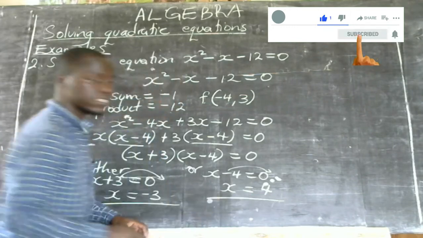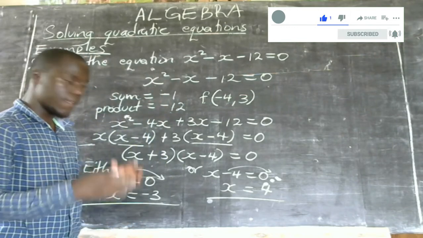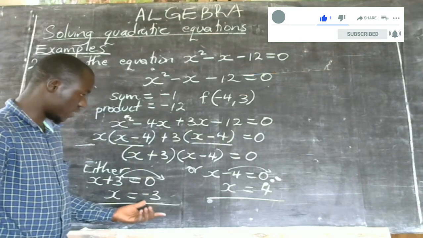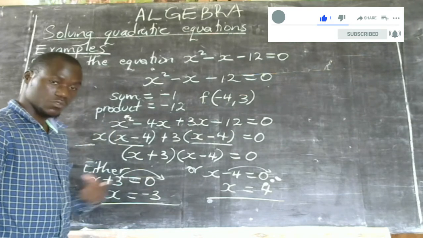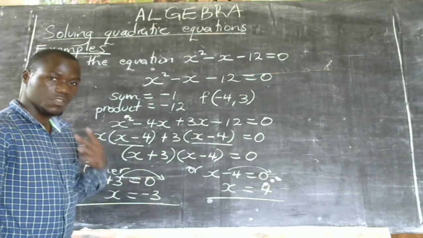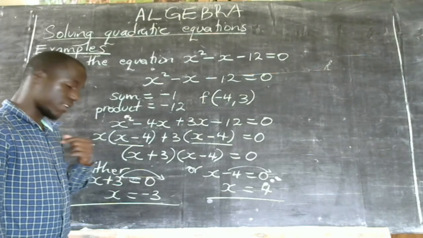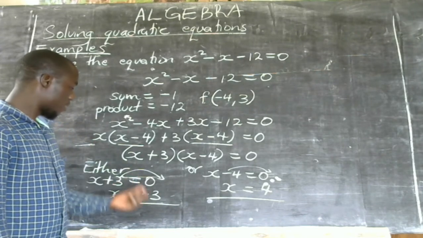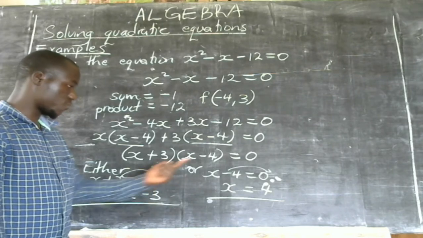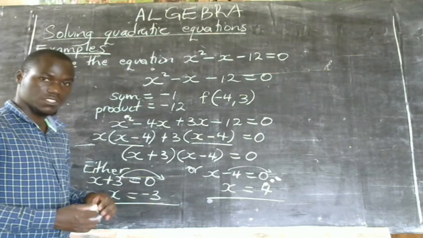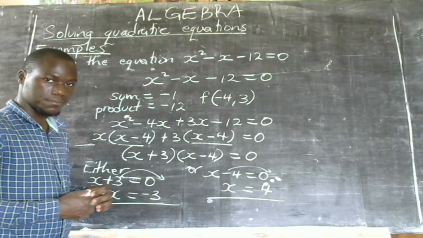So we say that the solutions can be not the same, just like these ones. Those in the first examples were both positive and they were different. Here, one is negative and one is positive, but they are also still not the same.